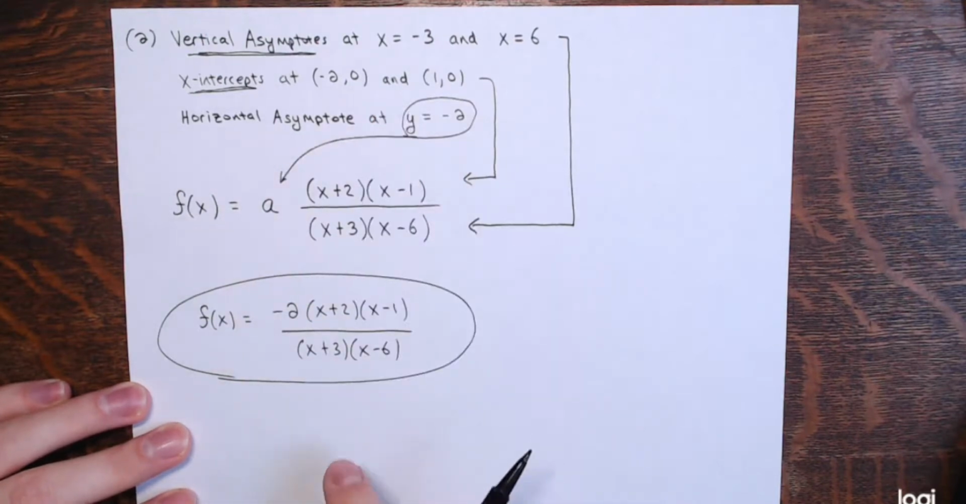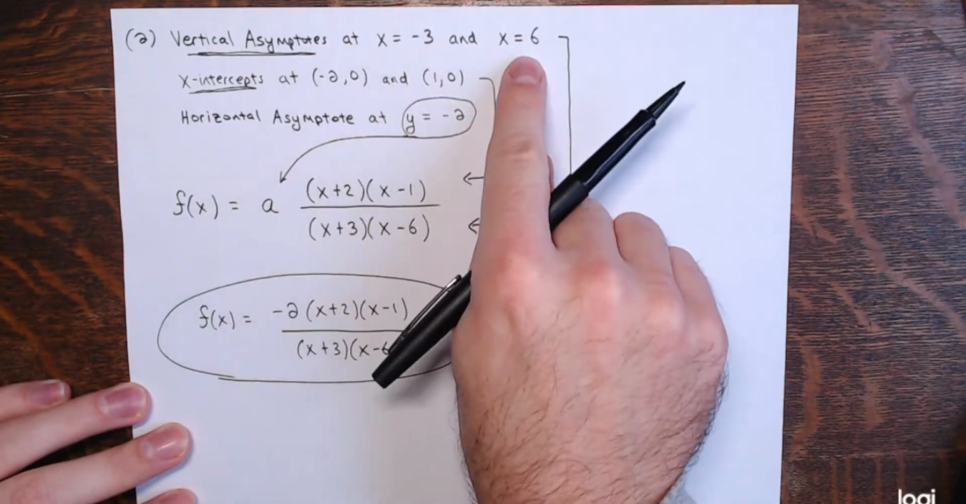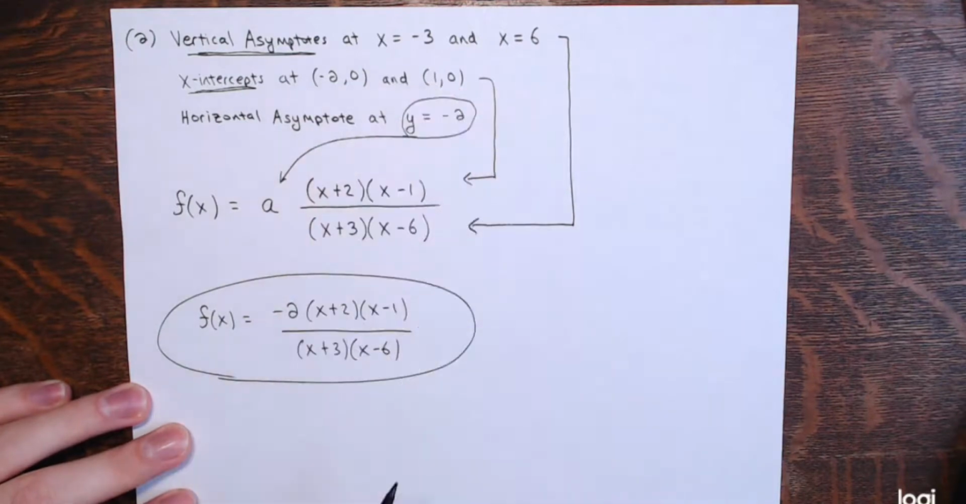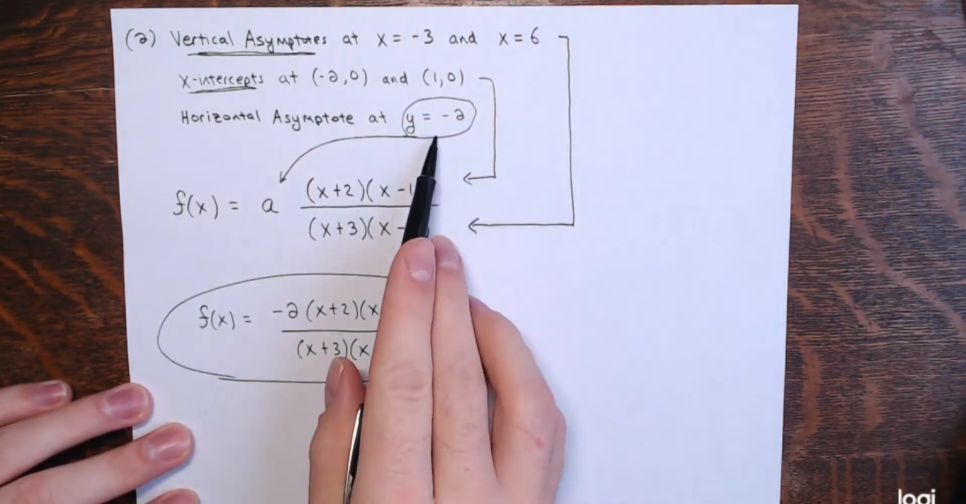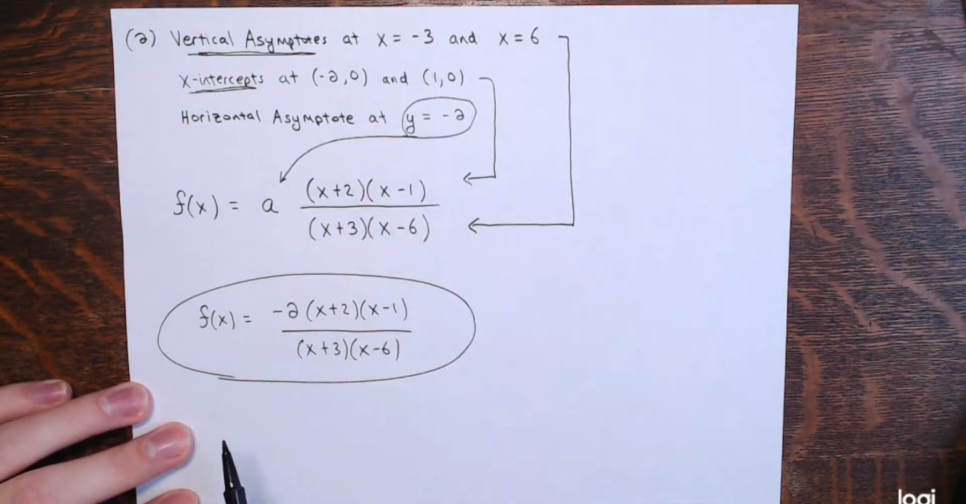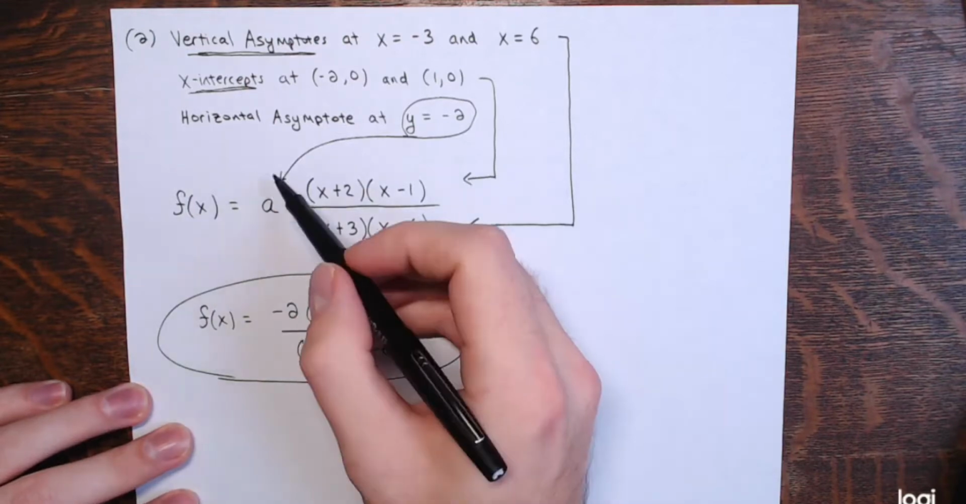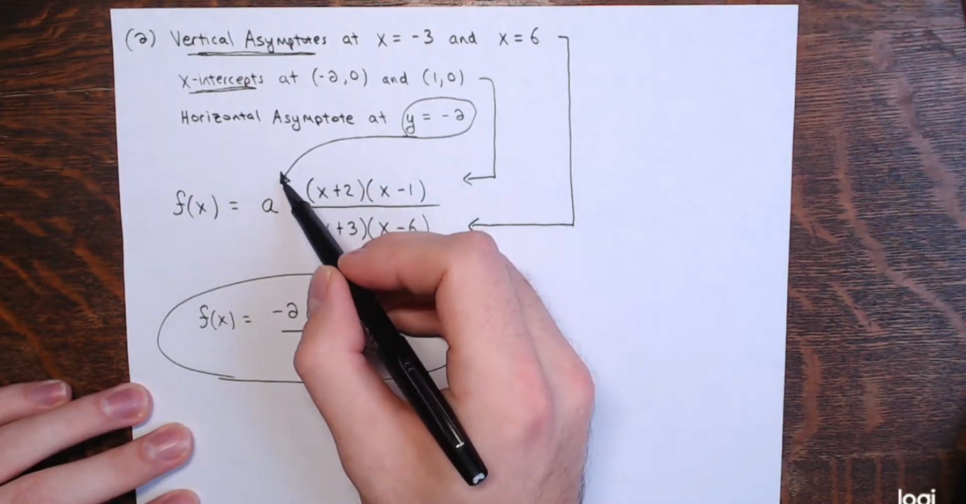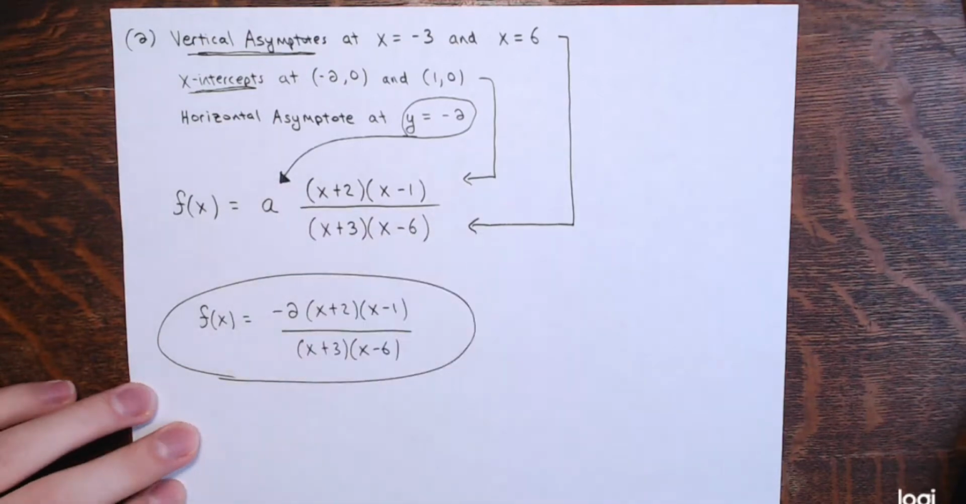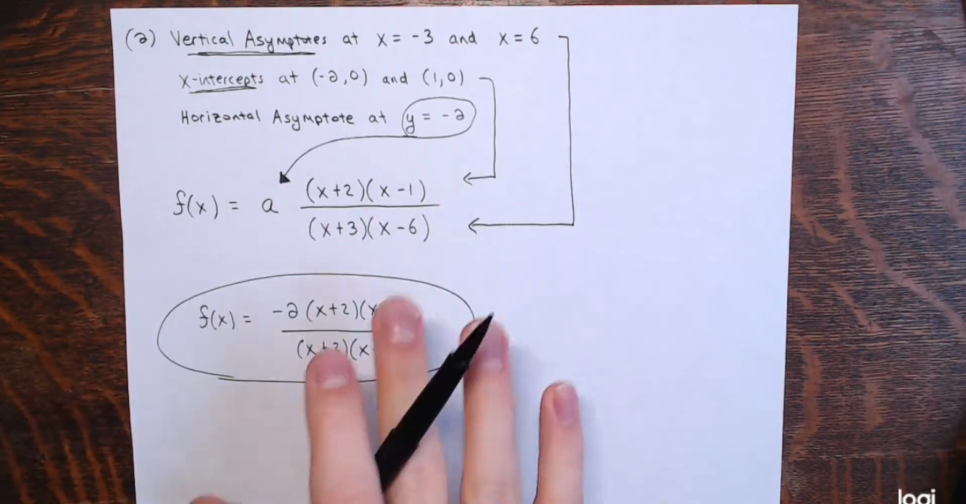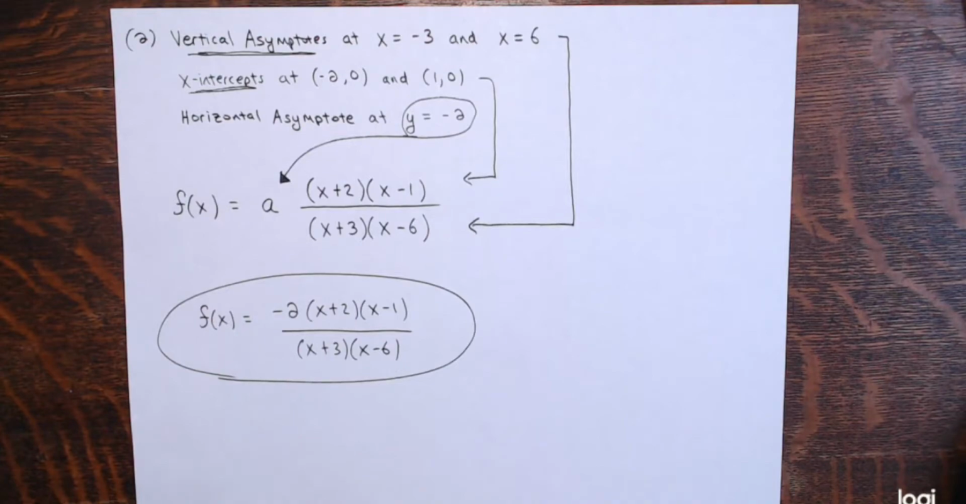All right, it has vertical asymptotes at -3 and 6. The x-intercepts would be at -2 and +1, and the graph would approach y equals -2 on both ends. Had that horizontal asymptote. So yeah, there it was even easier. I didn't even need to use a point. Great. And again, you can verify this with a graph, but this time I'll leave that to you.